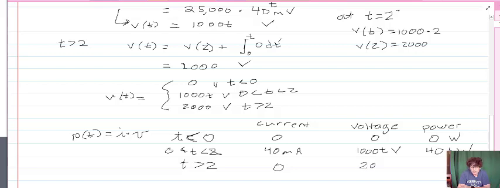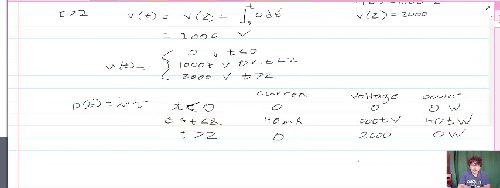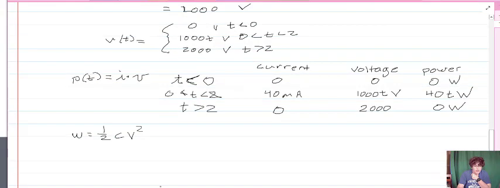Okay, so how about our energy? So we know that energy is 1/2 CV squared. So for t less than 0, that's going to be 1/2 times C times 0 squared, which is 0 joules.